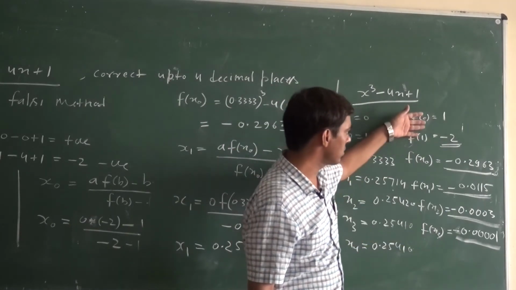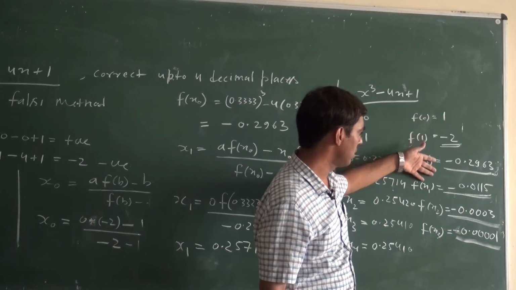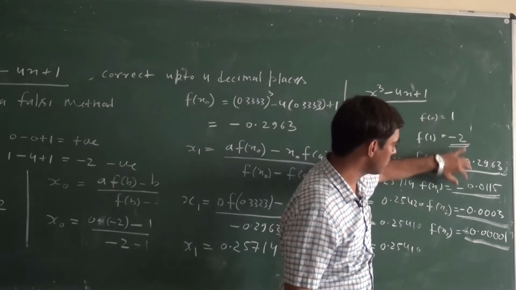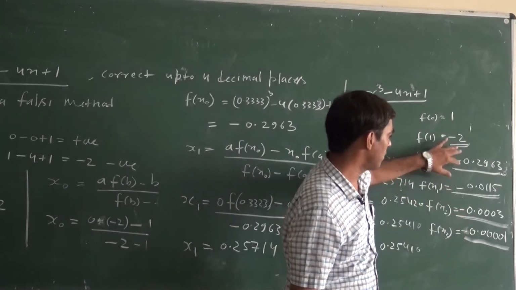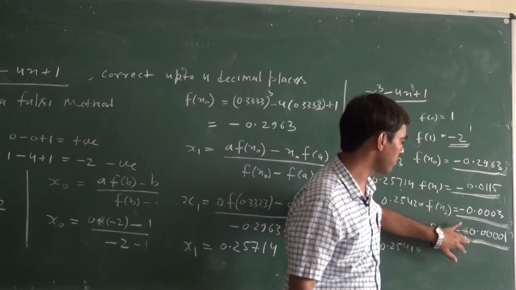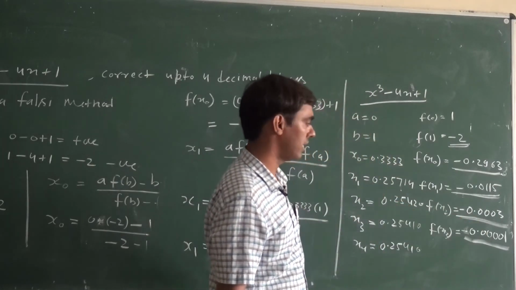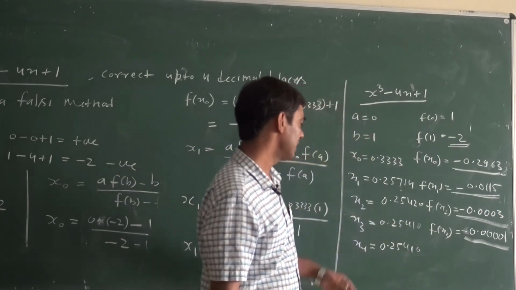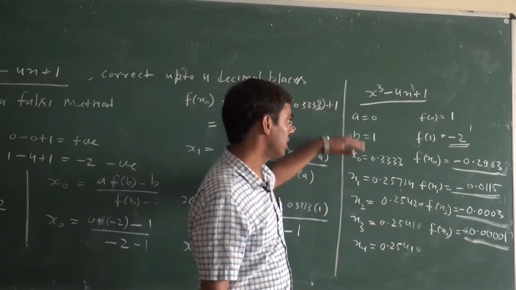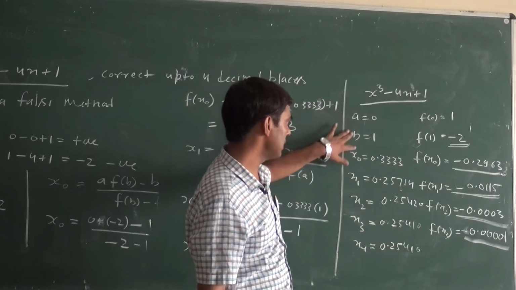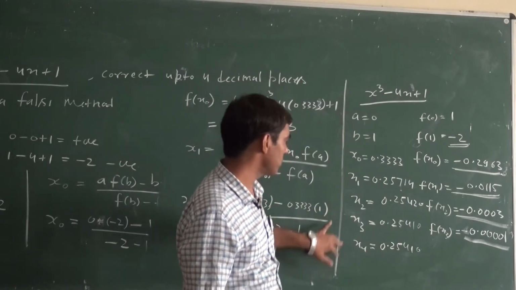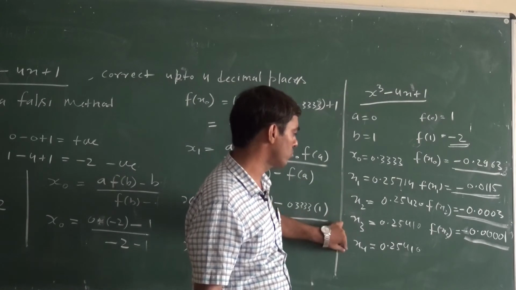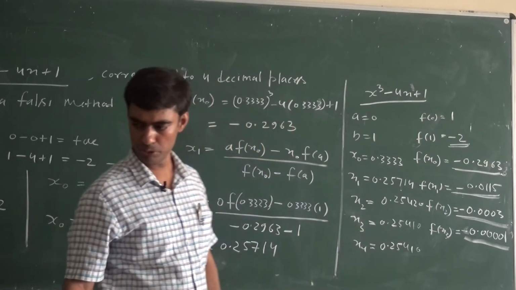So as the number of iterations proceeds, the value of the function approaches 0. As we know, as the value of the function approaches 0, this sequence of roots approaches the actual solution.